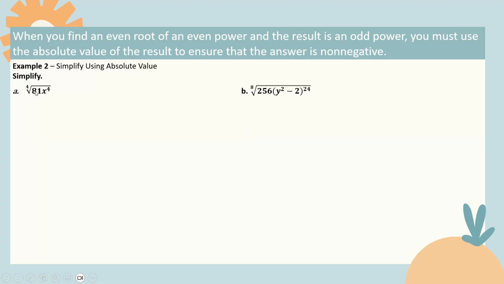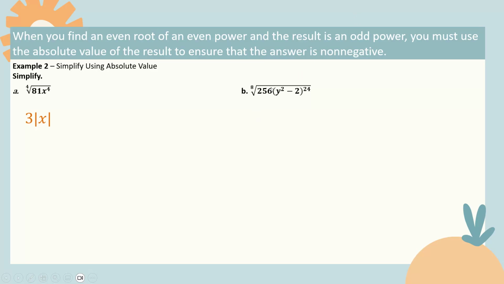So in a fourth root, we're thinking what times itself 4 times equals 81, and that would be 3. And then the fourth root of x to the 4th, those cancel each other out. This is 3 absolute value of x here. For this rule, when you find an even root of an even power and the result is odd, so the result is x to the 1st and 1 is odd, you must use absolute value of the result to ensure that the answer is non-negative.